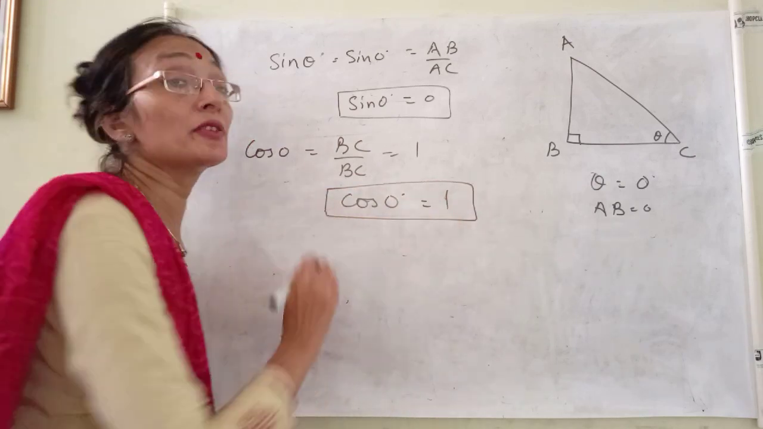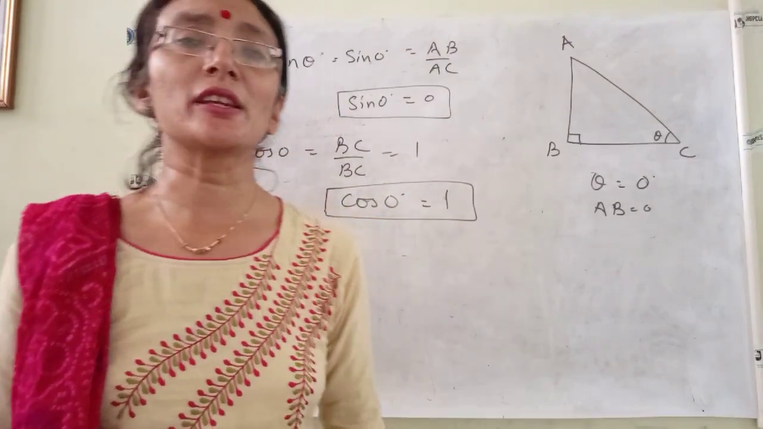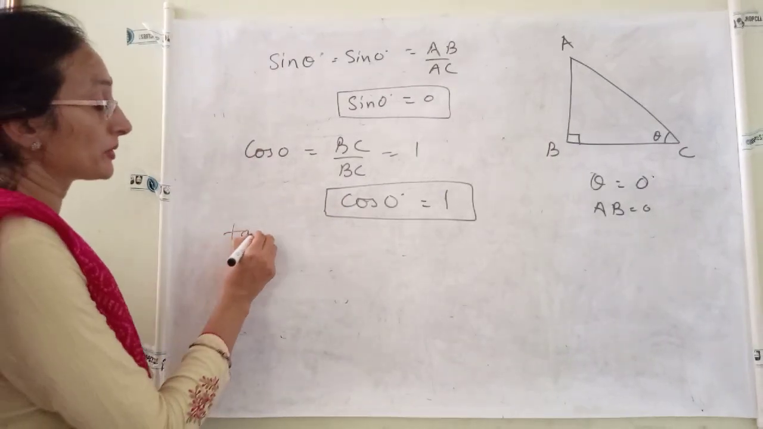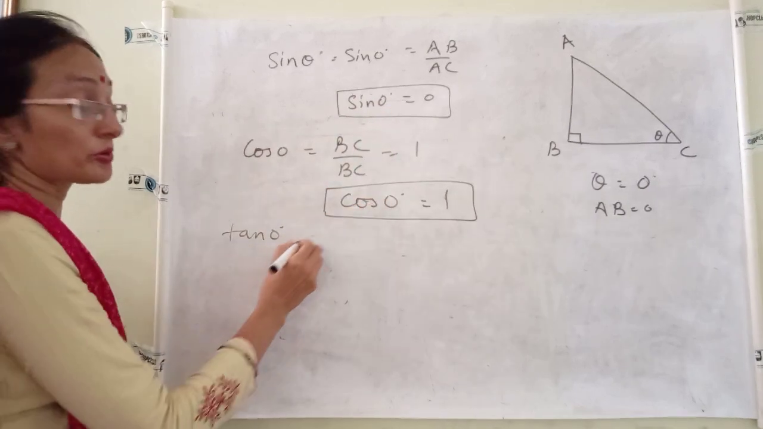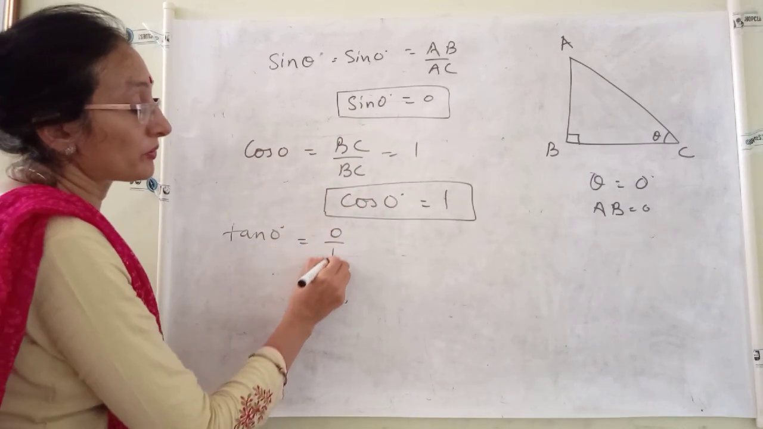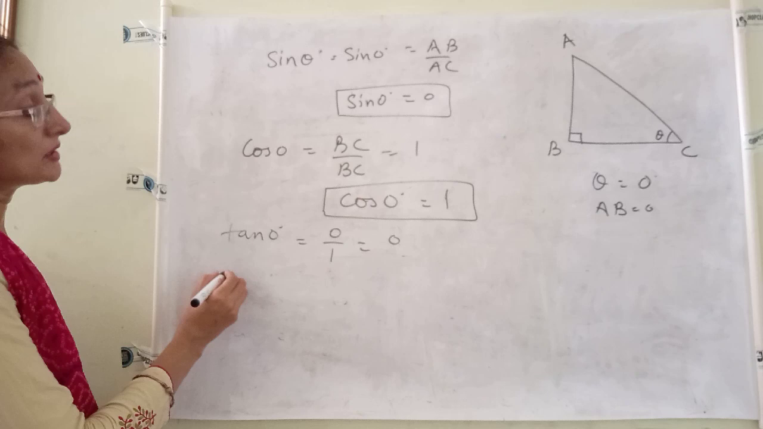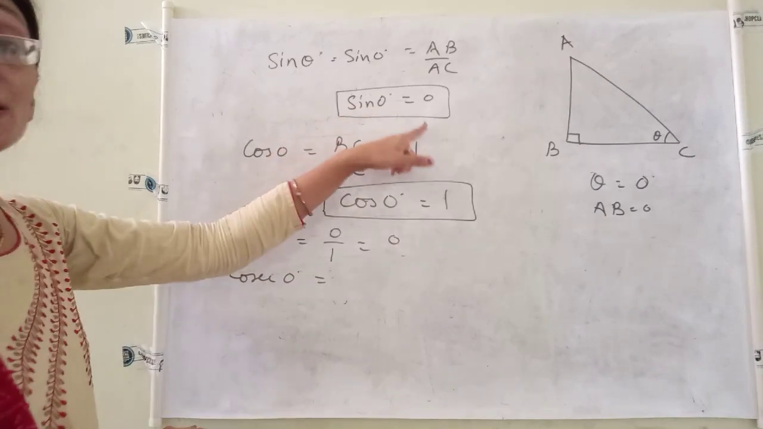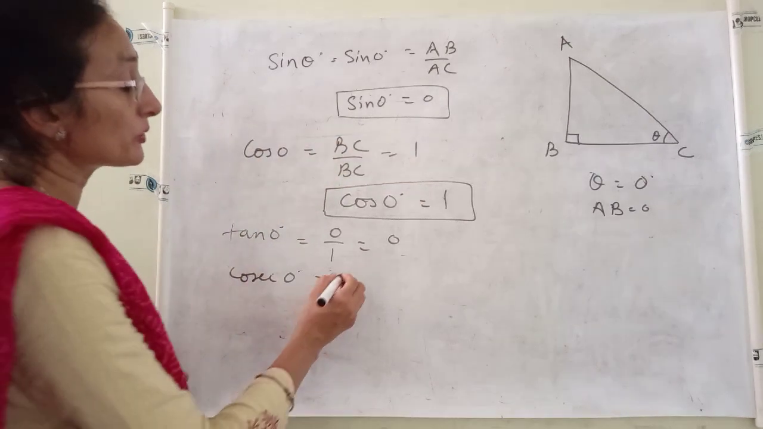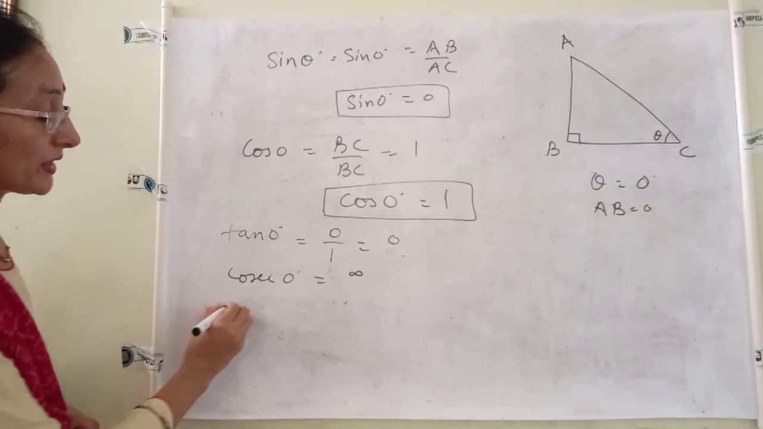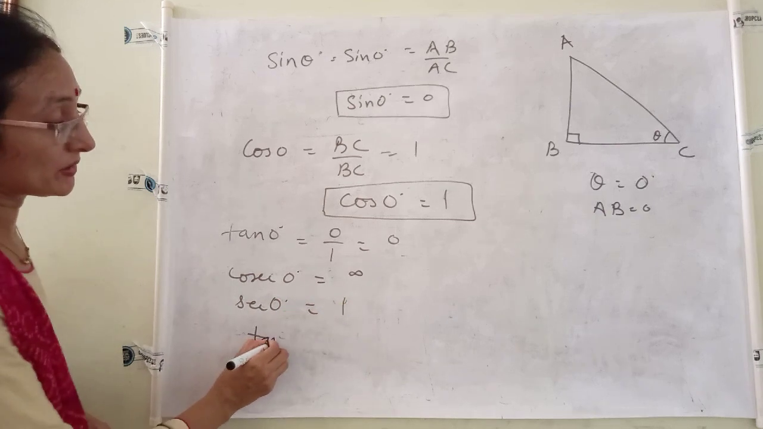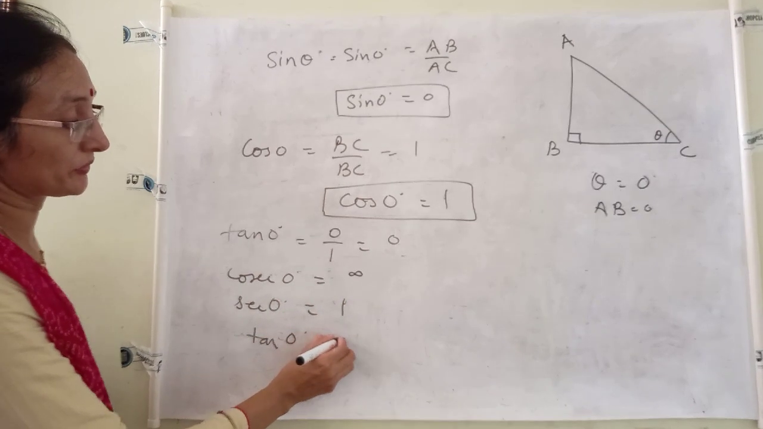Now when you get the value of sin 0 and cos 0, it is very easy to find the value of the other 4 trigonometric ratios. Tan 0 will be sin 0 upon cos 0, that means 0 upon 1, which is 0. Now cosec 0 will be equal to the reciprocal of 0, that means not defined or infinity. In the same way sec 0 is 1 and cot 0 is also infinity.